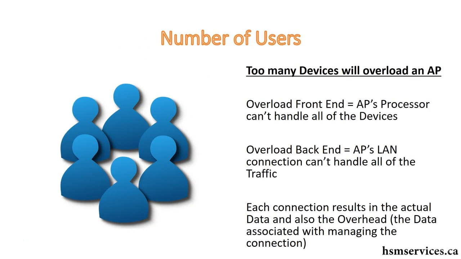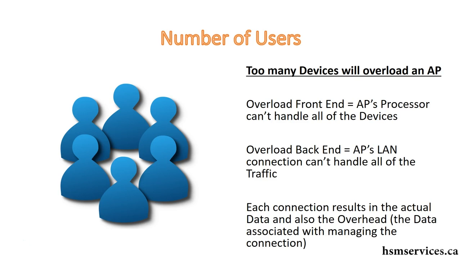And the first important design consideration is the number of users, or I should say number of devices, because a user may have several devices, and if you've got too many devices on your network, they will overload the AP. And the first way they can overload the access point is if you've got 100 or 200 devices and they're all trying to establish a connection with the AP, then its processor will get overloaded and crash, just like a computer.